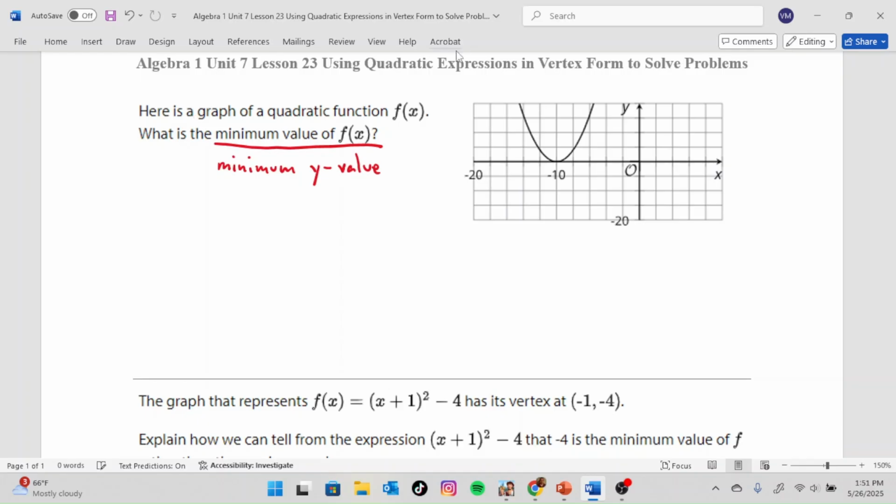So we want to find the vertex, and we see that down here at the bottom of the parabola at the location -10, 0. This means the minimum y value equals 0. So that is the minimum value of the function.